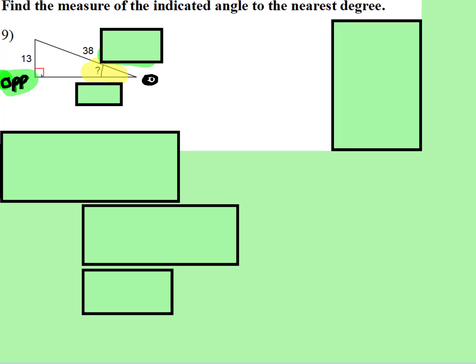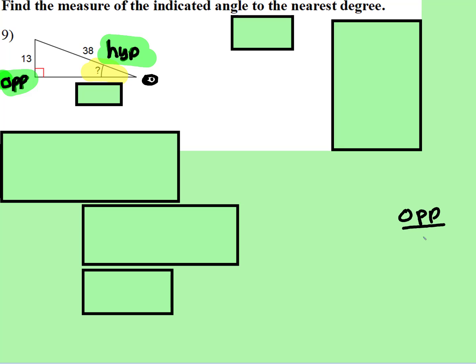What side is always across from the right angle? The hypotenuse. Well, from the viewpoint of this theta, what information do we know? Oh, we know the opposite and hypotenuse. Opposite and hypotenuse. Which trig function uses the opposite and hypotenuse? Well, the sine of theta is the opposite over hypotenuse.